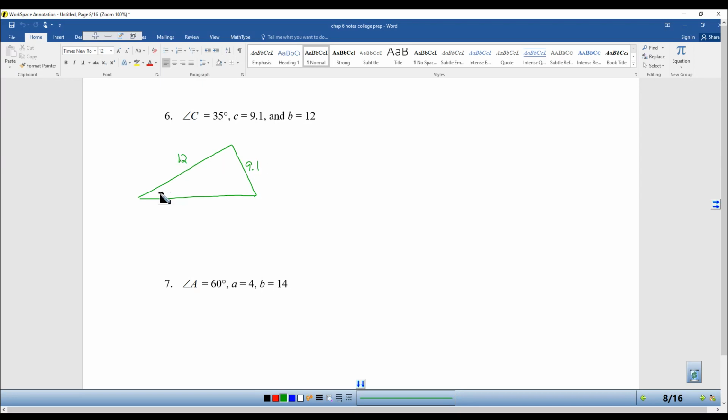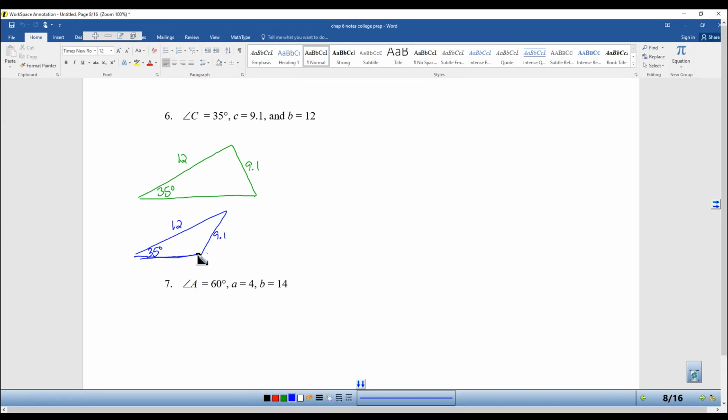9.1, and then I made the 12 longer. This is what we call the ambiguous case. So I'm going to draw it both ways. Ambiguous case means you kept the 35, you kept the 12, and you kept the 9.1, but you kind of swung it the other way.